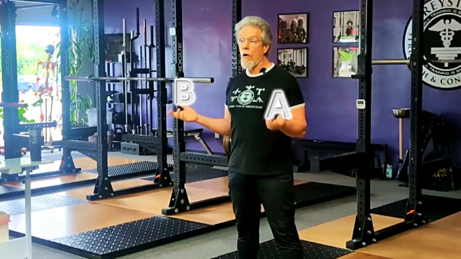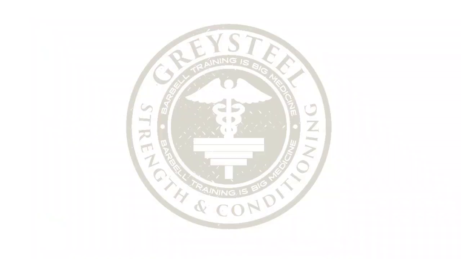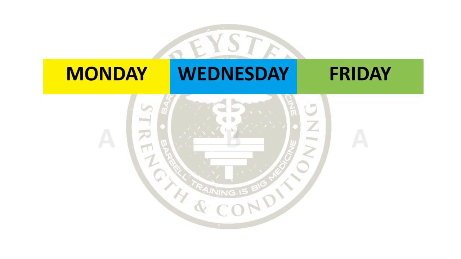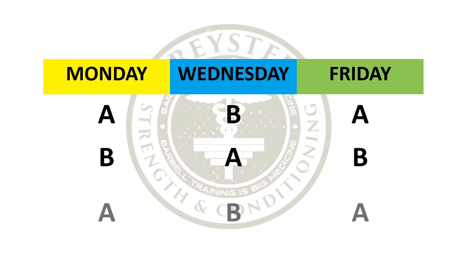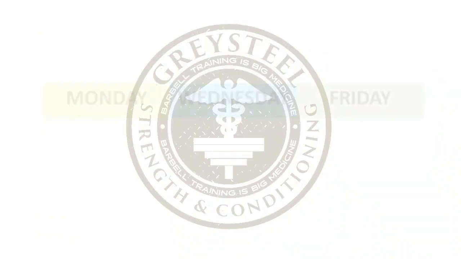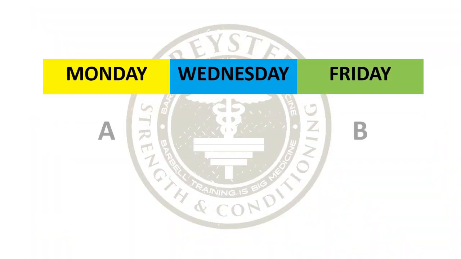So the pattern here should be pretty clear. Workouts A and B are alternated, and the weights are steadily increased while keeping the reps and sets constant. If the athlete trains 3 days a week, the pattern will become Monday A, Wednesday B, Friday A, Monday B, Wednesday A, Friday B, and so on. If the athlete trains 2 days a week, like we do at Greysteel, then the pattern is, say, Monday A, Friday B, Monday A, Friday B, and etc.